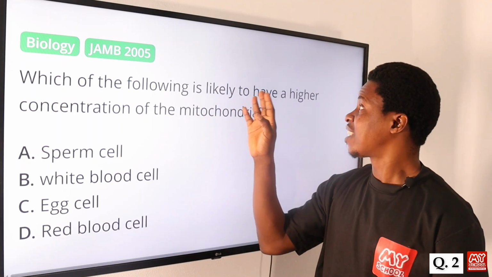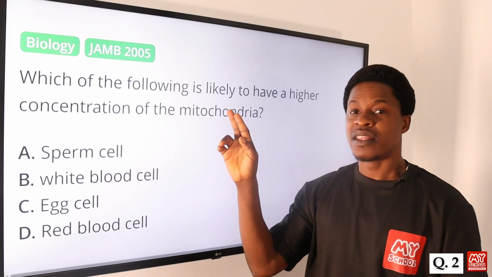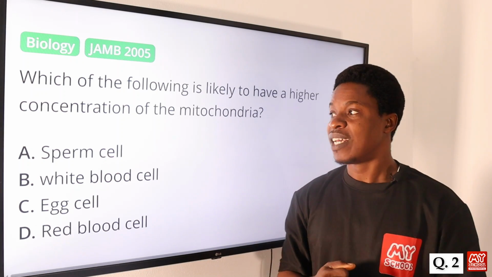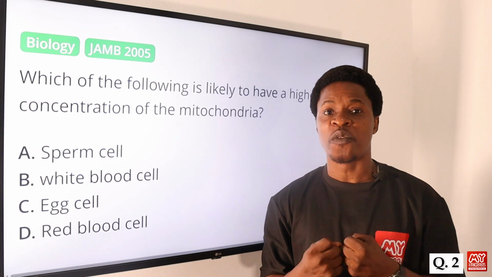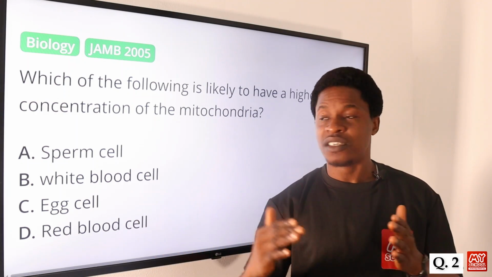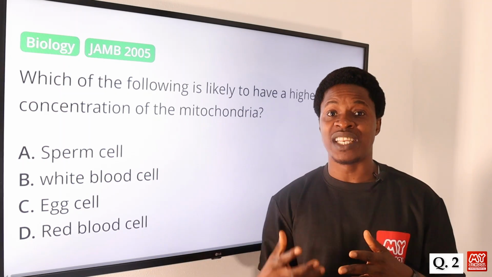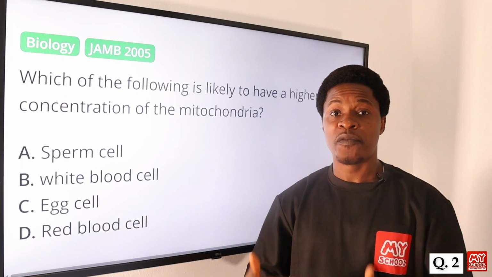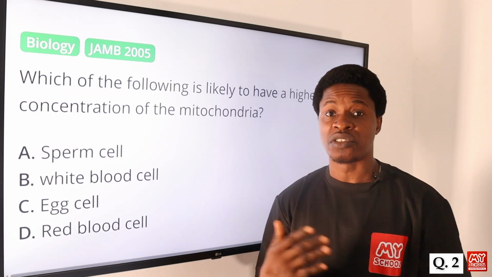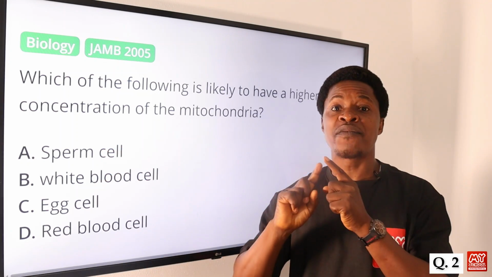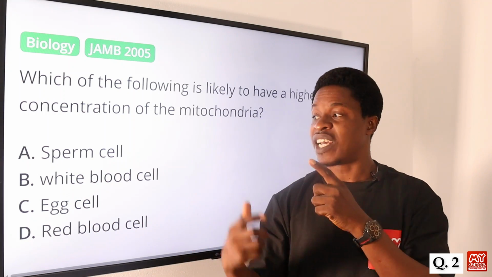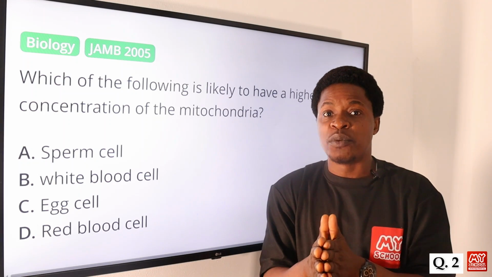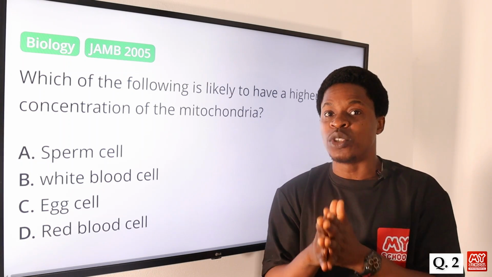So the cell that is likely to have a higher concentration of the mitochondria is the sperm cell. The reason being that sperm cell requires a lot of energy to be able to move. The sperm cell is actually responsible for fertilization of the egg cell to form fetus and then offspring during the reproduction stage. So the sperm cell is going to travel a longer distance to get to where the egg cell is. So it requires a lot of energy to be able to move. So we talk about motility.